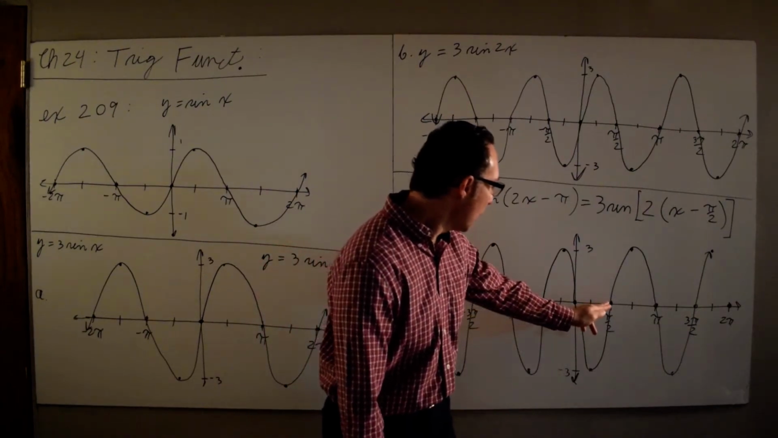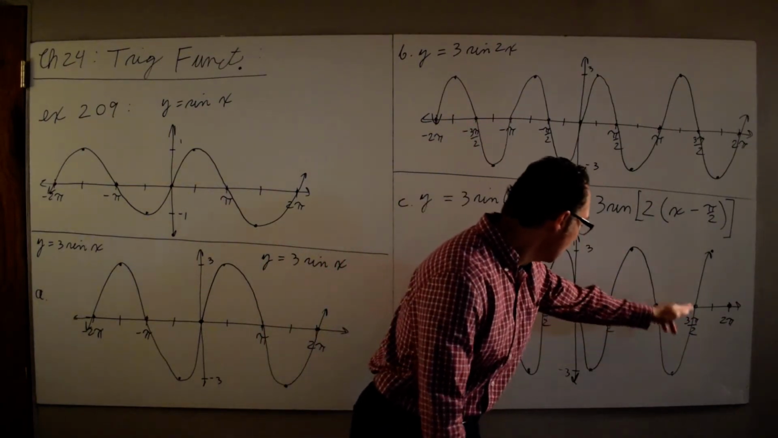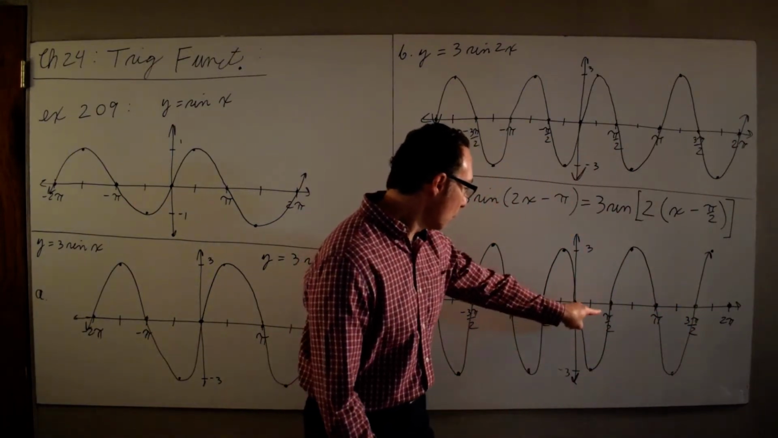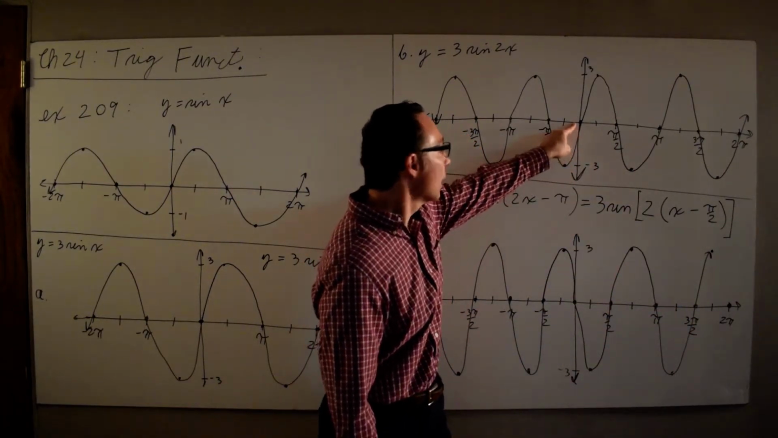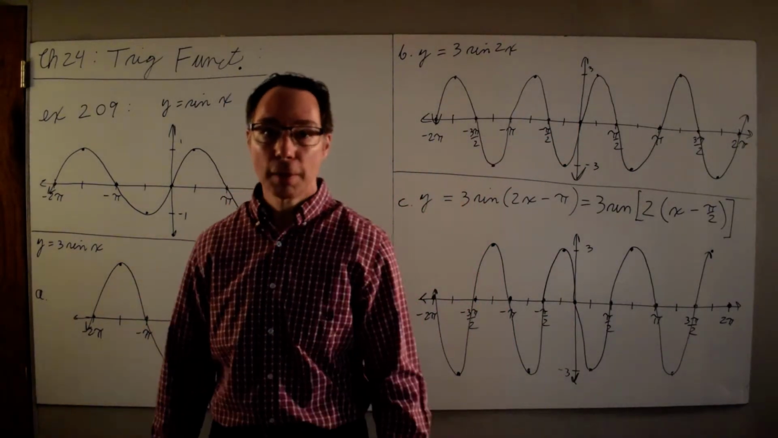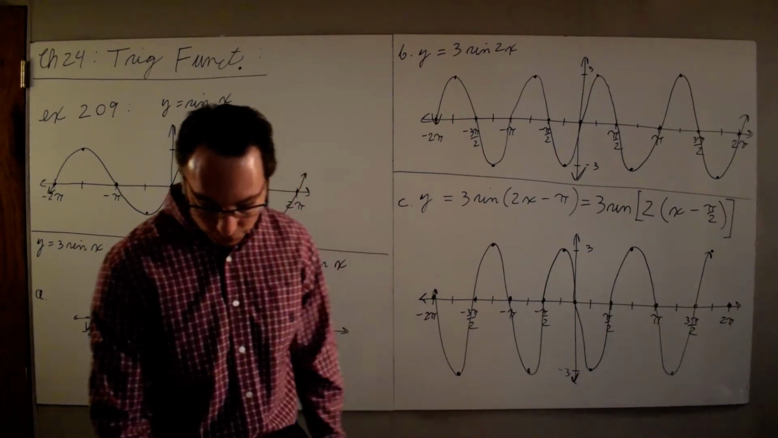If you look at this graph here from 0 to pi, you see what it does? Now start at pi over 2. It does the same thing from pi over 2 to 3 pi over 2. So we're just starting here instead of at 0. So this is a shift right pi over 2 units. And so sine and cosine behave this way.